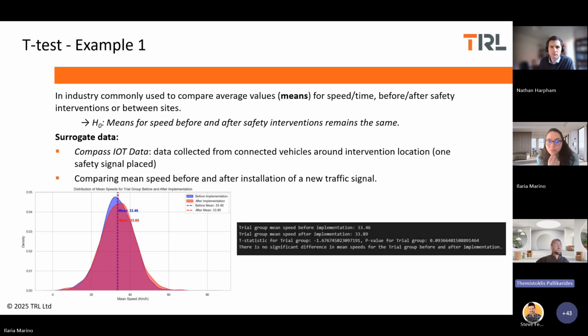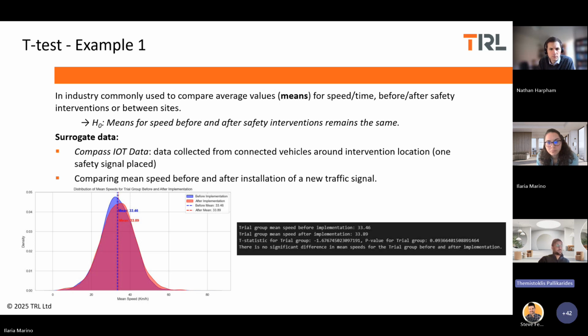With Compass IoT data that has collected the speeds of vehicles at an intervention location, we can see from the graph a bell curve, so we can see that it is parametric. But we would expect that after a safe intervention has been placed, the mean of the speeds would be lowered. However, as you can see from the dotted lines, the blue one and the red one, they're pretty similar to each other. And this shows that the null hypothesis is true. So we accept the null hypothesis that the safety intervention did not change the means of the speeds.